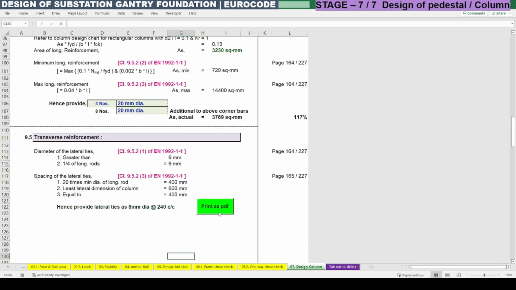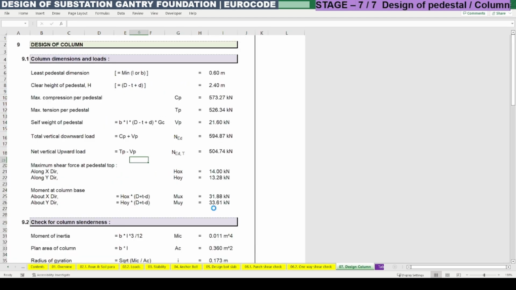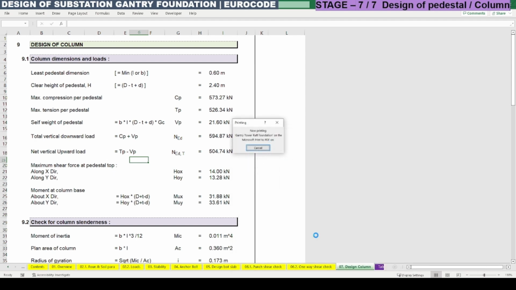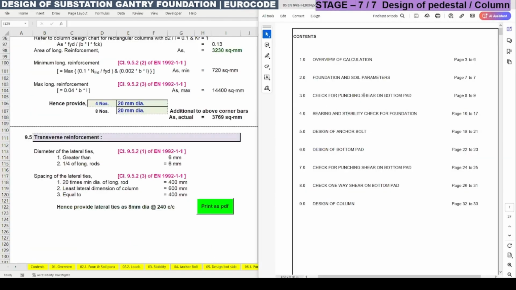Once after that, we can click this print as PDF. This Excel calculation is made as a macro version, so that you can directly take this PDF file by clicking that print PDF icon, which is shown in the bottom of this calculation. Now you can see on the right hand side the printed format of this document is visible.